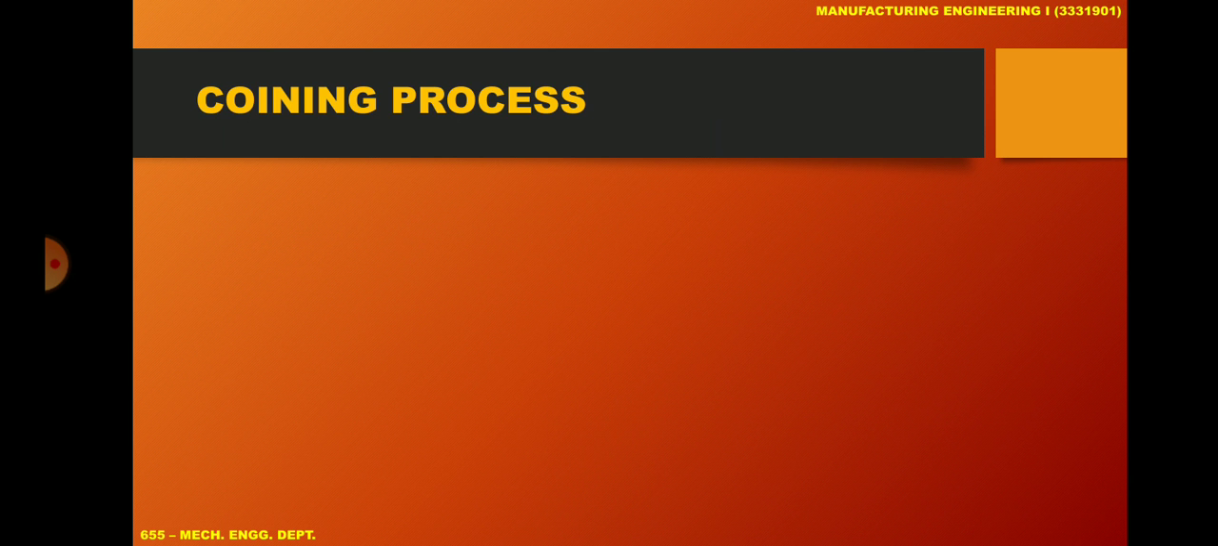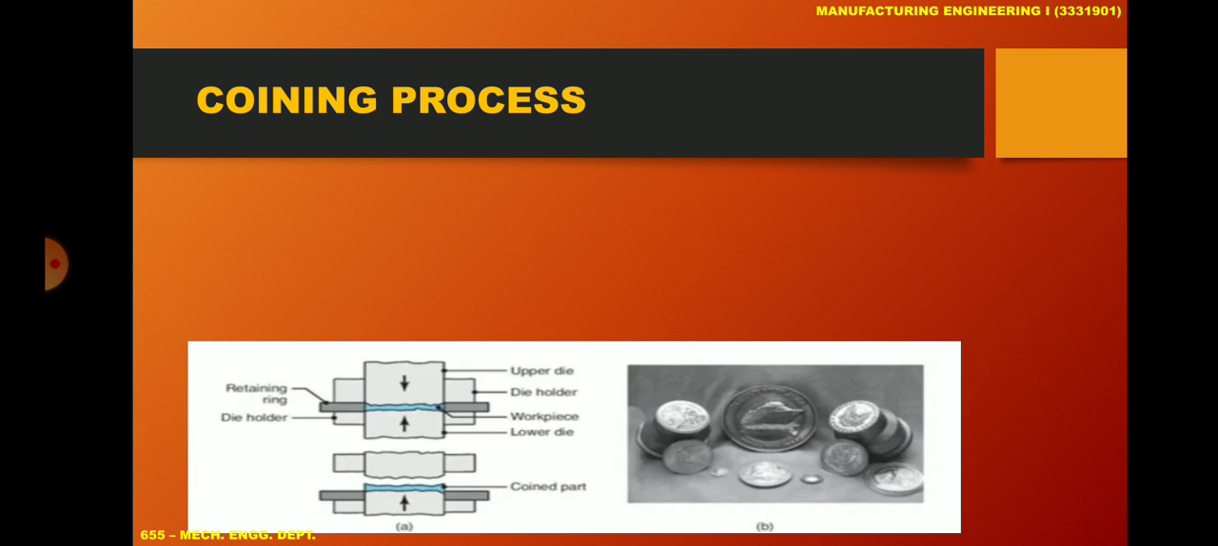Our next process is the coining process. We all know about coining, the process of making coins, known as the coining process. It is the same as the embossing process, but instead of raising the numbers or alphabets, it is used for making coins. The process will be the same.